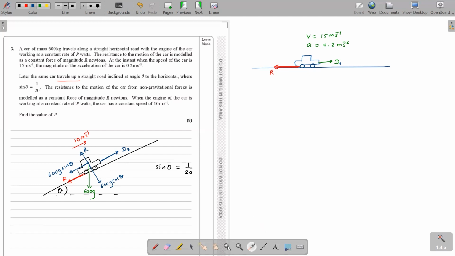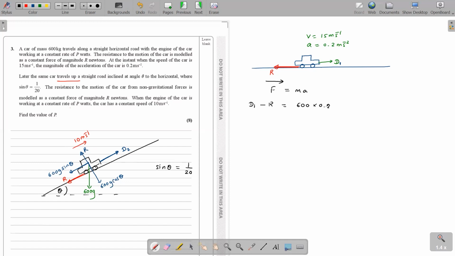Now in the first situation, there is an acceleration, so we need to apply F equals ma and get the equation. In the second situation, you are moving with constant velocity, which means the forces are balanced. So let's apply F equals ma to the first diagram. Going to the right, the frontward force is D1 minus R equals mass times acceleration. Mass is 600, acceleration is 0.2.